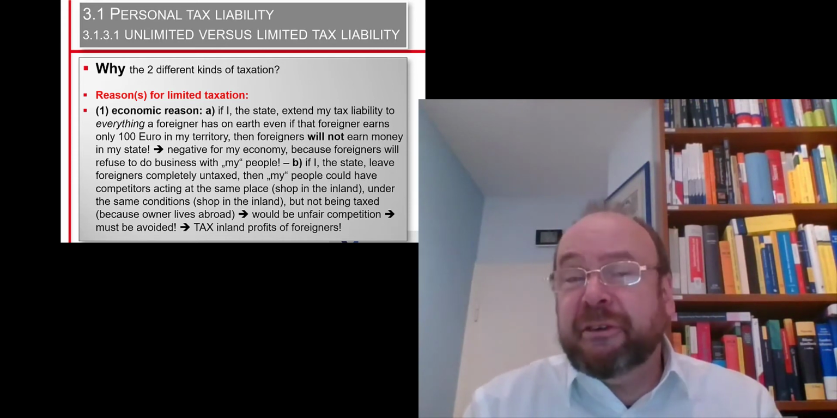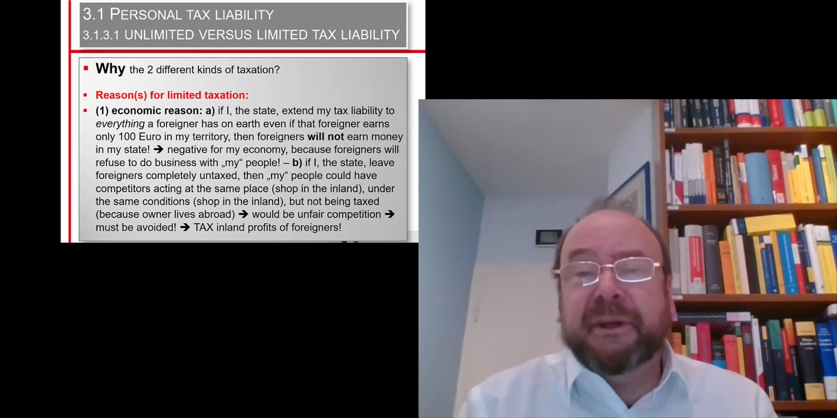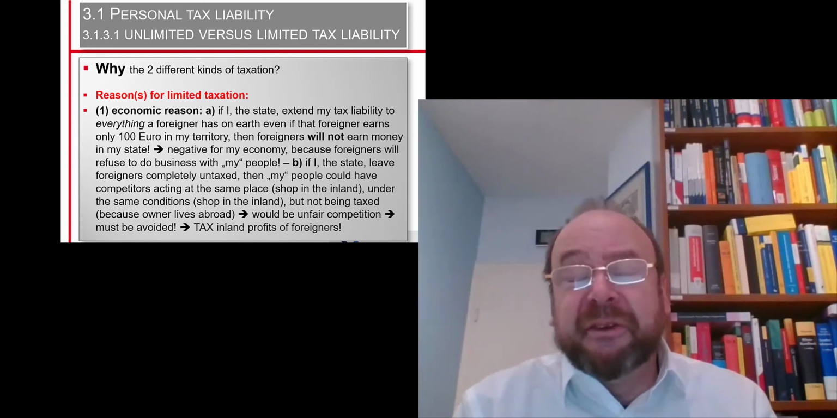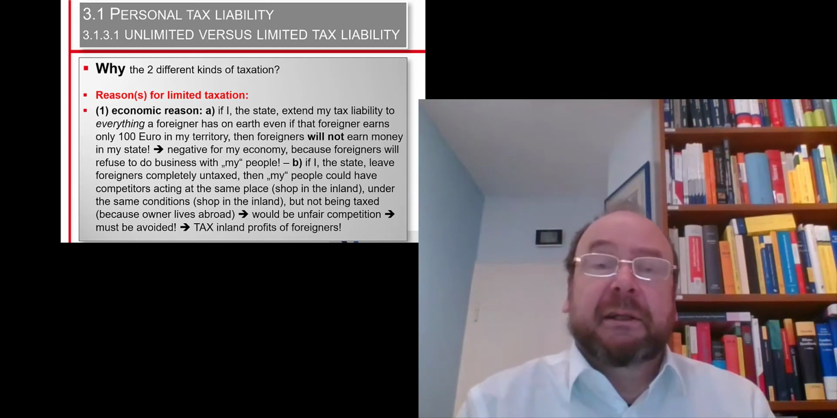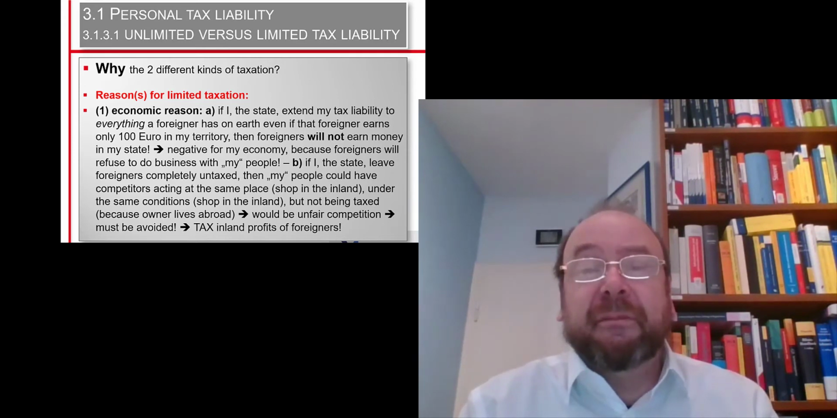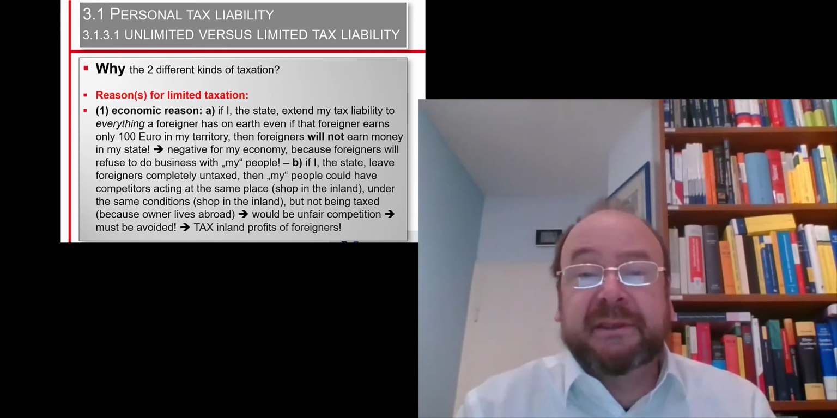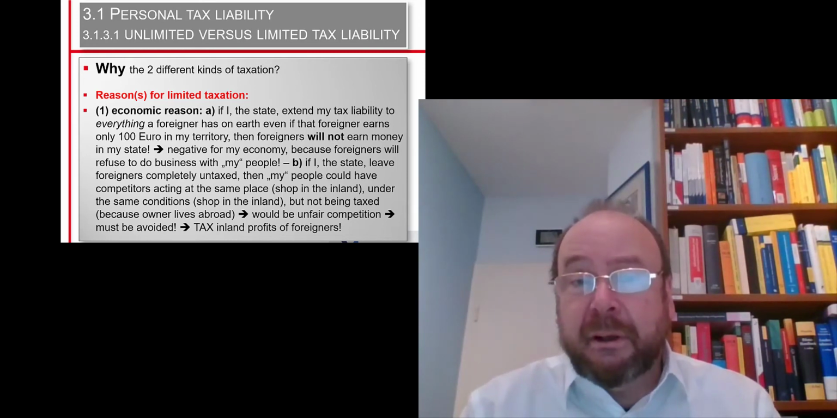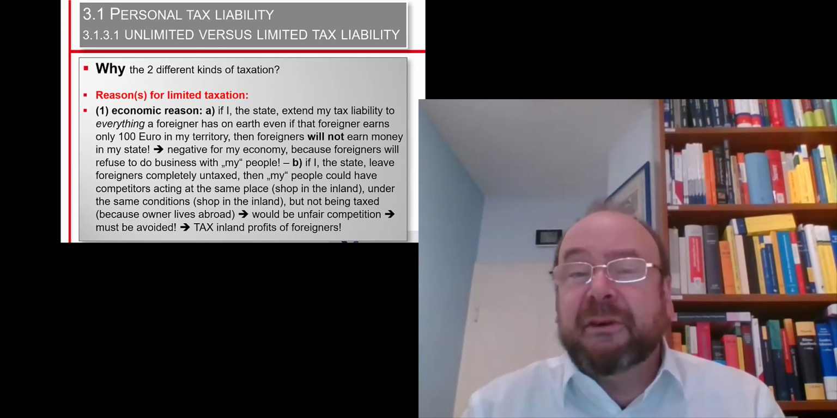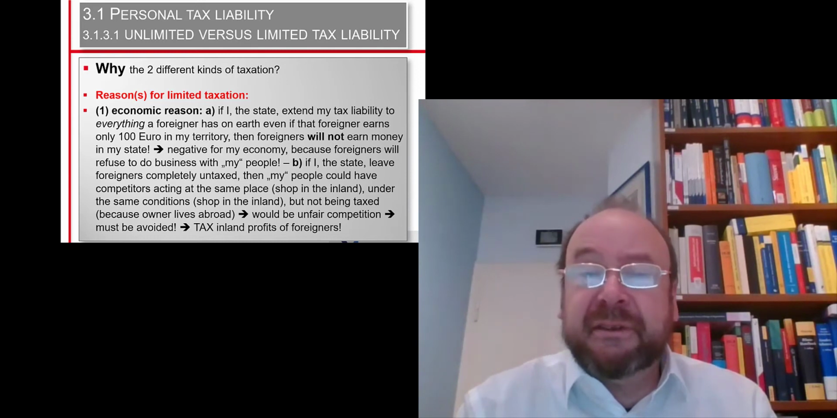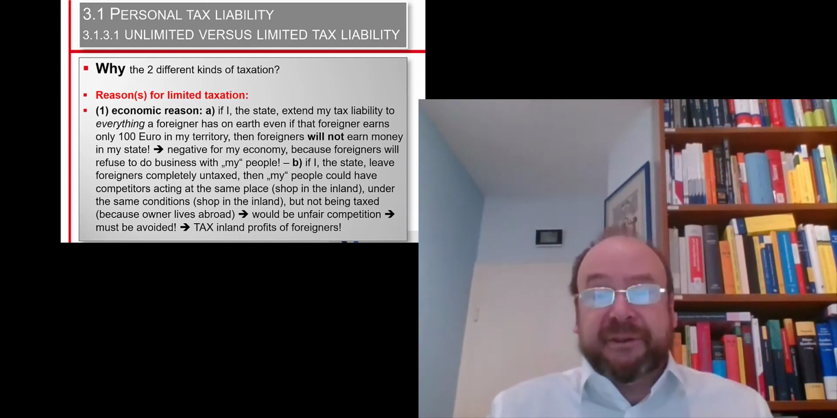So after a generation or so, nearly all your houses would be owned by people living abroad. That cannot be an aim of your policy. The same applies with firms. So you also have compelling economic reasons to have a limited tax liability for the inland income which foreigners achieve in your country. At least everywhere where such a risk of distortion of economy exists, especially distortion of competition, there you are forced by economic reasons to have a limited tax claim.